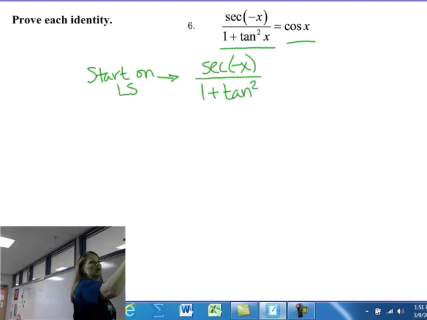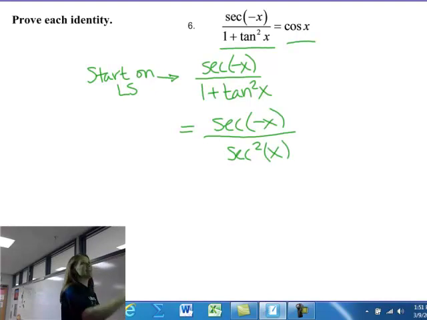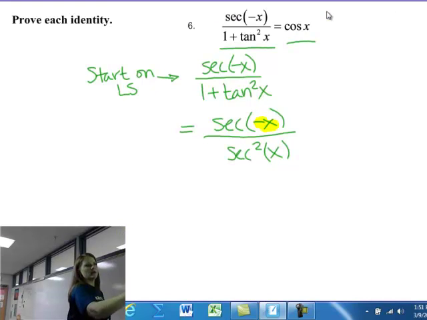Well, I remember a minute ago that if I have 1 plus tangent squared, that's really secant squared. So this is secant squared of x. Now, a minute ago you said that we had to have the same input, if you will, right here. Well, I have a negative x and a positive x. I must be missing something.